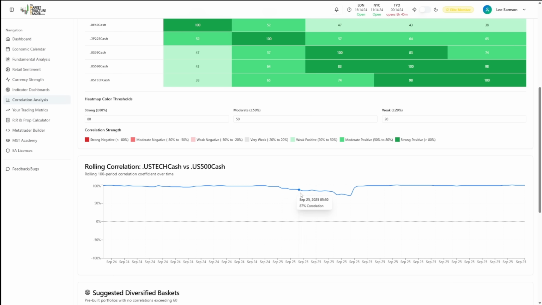So as these started moving out of sync, there were opportunities to buy one and sell the other and wait for them to come back into sync so that you can then make a profit from both symbols together.